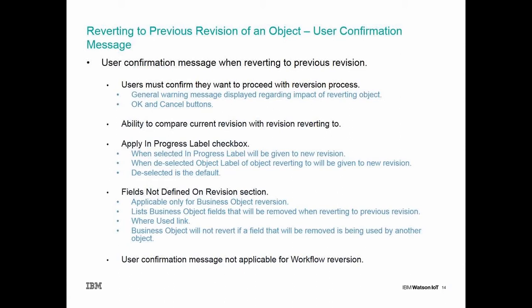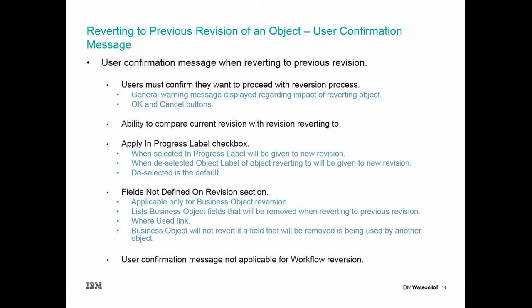So with revisioning, there will be a user confirmation message that displays when reverting to previous revisions. When users want to revert to a previous revision of an object, they must confirm that they want to proceed with the reversion process. They'll see a general warning message displaying the impact of reverting an object, and then they'll have OK or Cancel buttons to choose whether or not to proceed with the reversion.